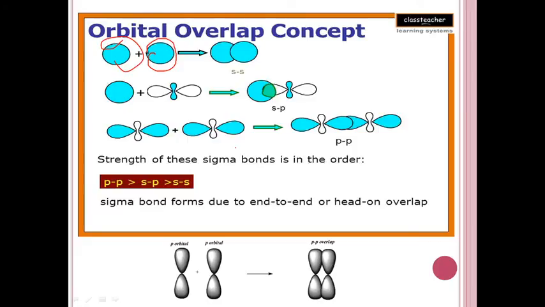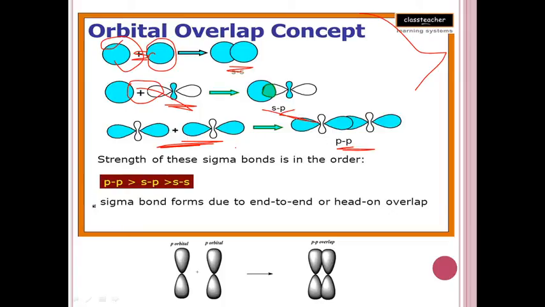When 2 s orbitals overlap like this, it is called ss overlap. When one s orbital overlaps with a p orbital, what is the shape of the p orbital? It is dumbbell shaped. So if a linear overlap takes place between them, then you will get an sp overlap. If 2 p orbitals overlap linearly like this, then it is pp overlap. So ss overlap is there, sp overlap is there, and pp overlap is there. In all these cases, if the overlap occurs like this, then you will get sigma bonds.